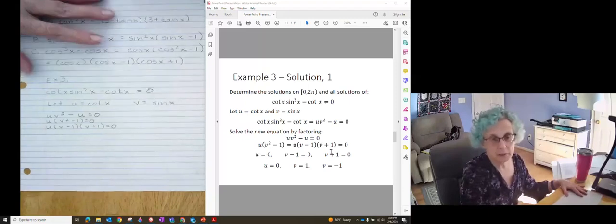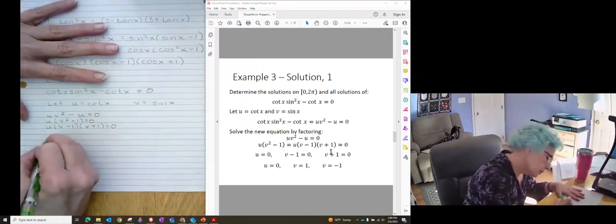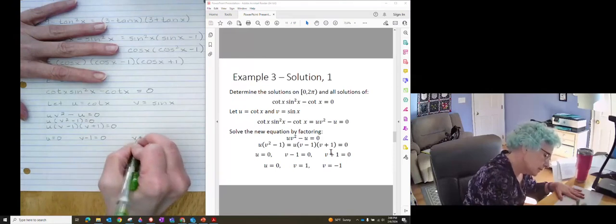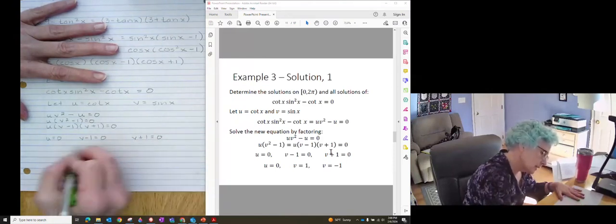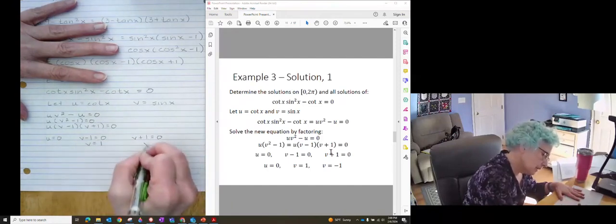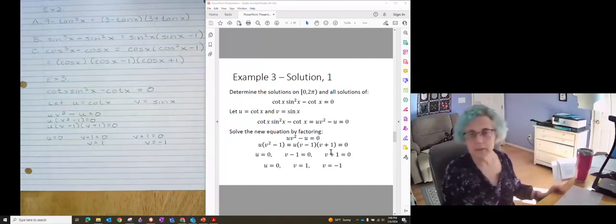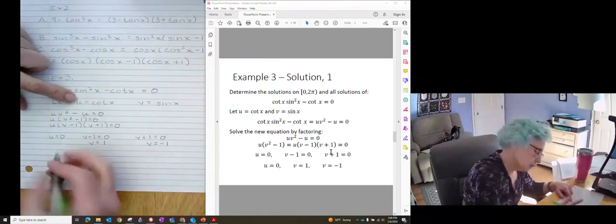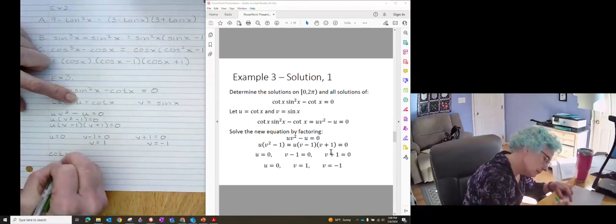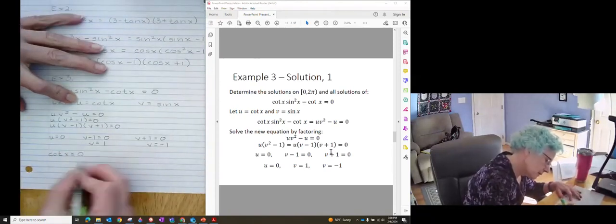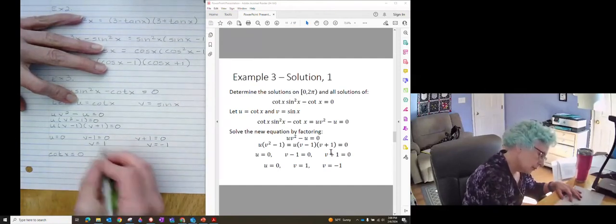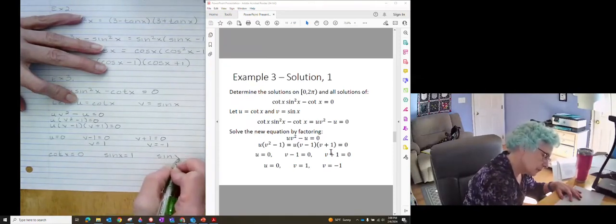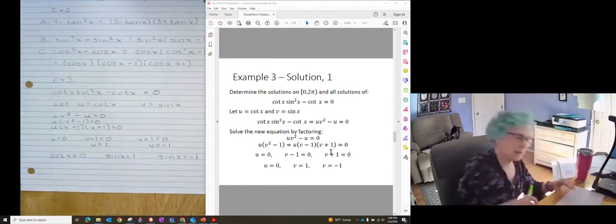And then I'll factor v squared minus 1 as v minus 1 times v plus 1. Then I would use my zero factor property that says u is equal to 0, v minus 1 is equal to 0, or v plus 1 is equal to 0. So v could be equal to 1, v could be equal to minus 1. Now I go back and I replace my u with cotangent of x. Cotangent of x is equal to 0. I replace v with sine of x. Sine of x is equal to 1. Sine of x is minus 1.